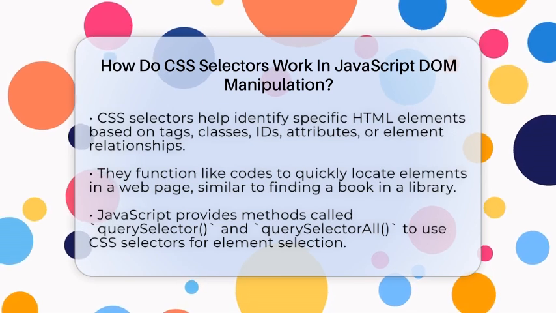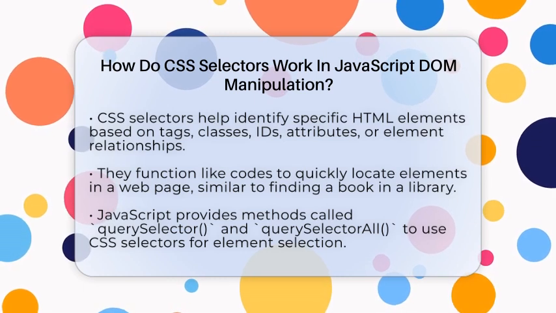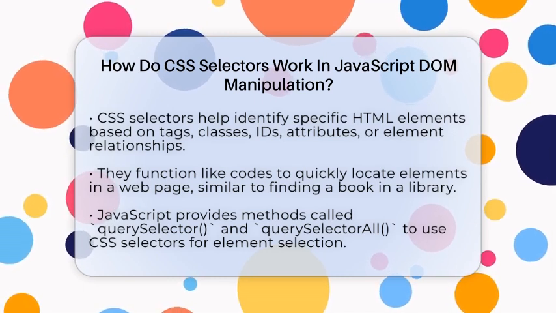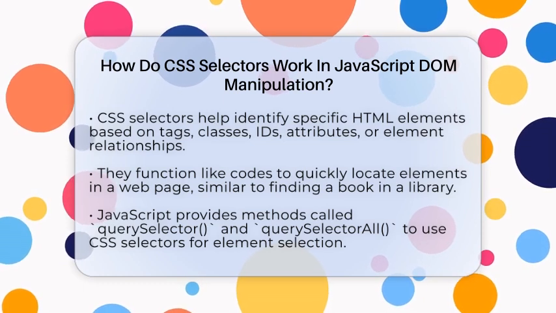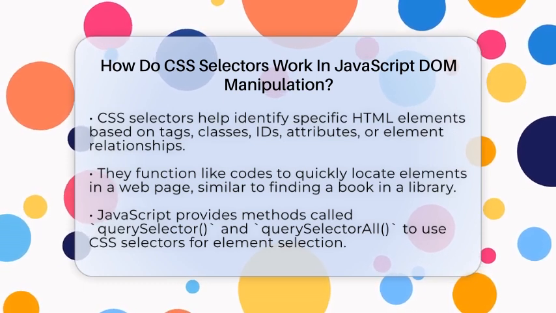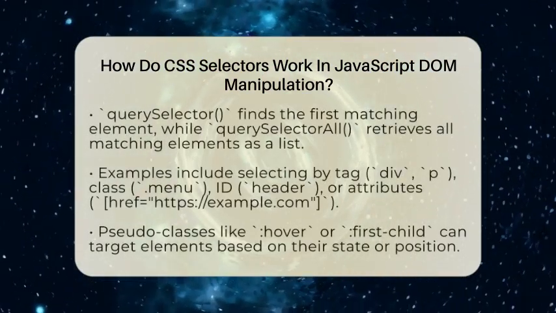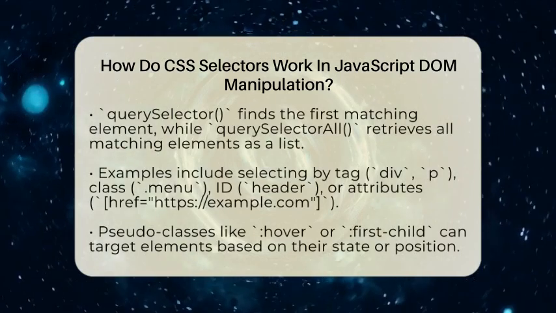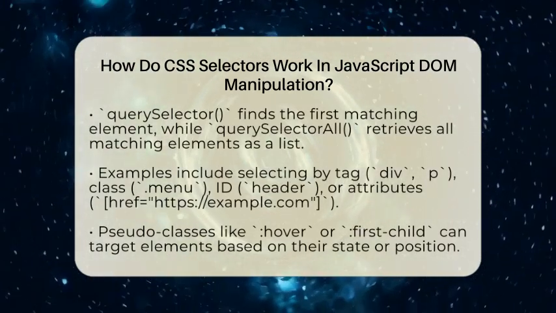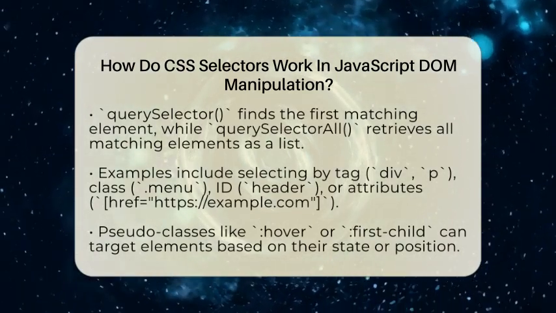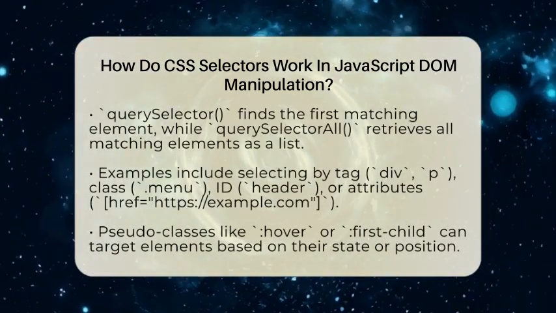When you're building interactive websites, selecting the right elements quickly is super important. JavaScript has built-in methods called querySelector and querySelectorAll that accept these CSS selector patterns as their arguments. Think of querySelector as your quick search tool. It finds the first element that matches your pattern. For example, if you want to select the first paragraph with a class called intro, you write document.querySelector('p.intro'). This will grab just that one paragraph.